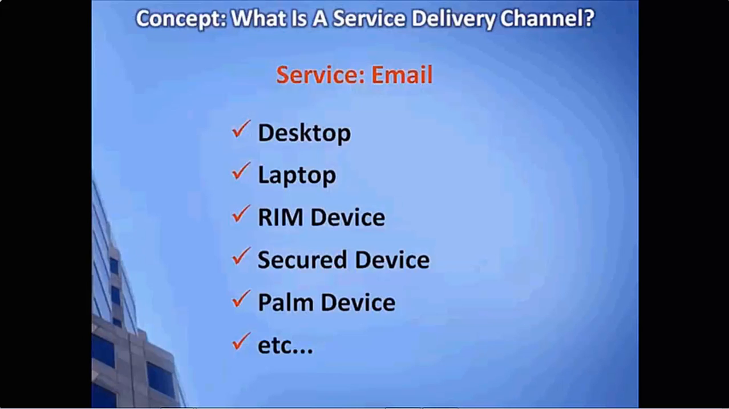So in the email example, the end users can receive email over their desktop, over their laptop, maybe over a RIM device, maybe over a secure device, maybe over a Palm device. The point is it's the same service, it's just being delivered in different ways onto those different platforms. IT will typically make a mistake of putting every single one of these platforms as a different kind of email service. And again, that just makes things more complex, and it makes it much harder to manage things. So think about using channels to cut that number down.